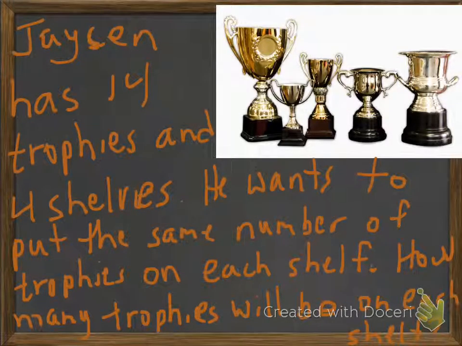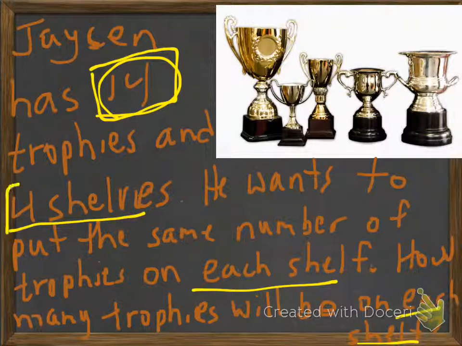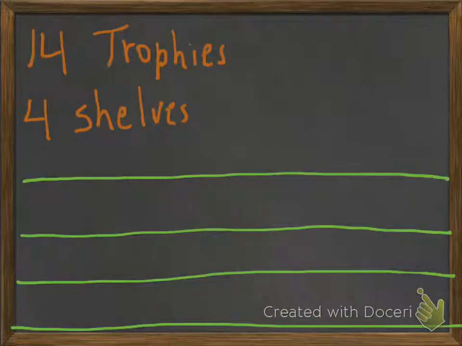Here's our example. Jason has 14 trophies and 4 shelves. He wants to put the same number of trophies on each shelf. How many trophies will be on each shelf, and are there any left over? So Jason has 14 trophies and there are 4 shelves. We want to put the same number of trophies equally on each shelf. So how many will each shelf have, and are there any left over?